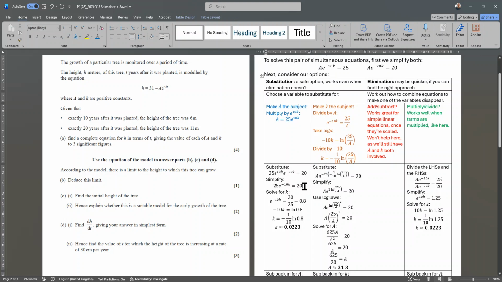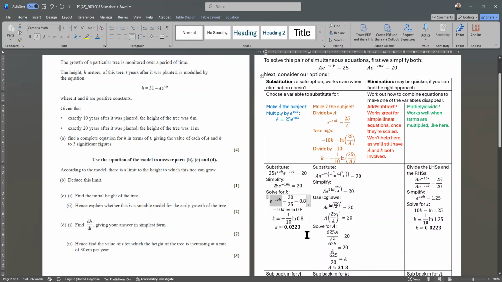And then you simplify using your index laws. e to the something times e to the something else. Add the somethings. The powers get added when you multiply. And then we do a bit of rearranging. So we divide by 25. We've got e to the power of something equals 0.8. And then, just like we were saying before, you can get rid of the e to the power of by using the inverse function. The natural log does the opposite of e to the power of.